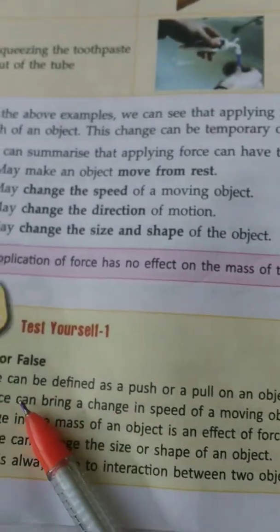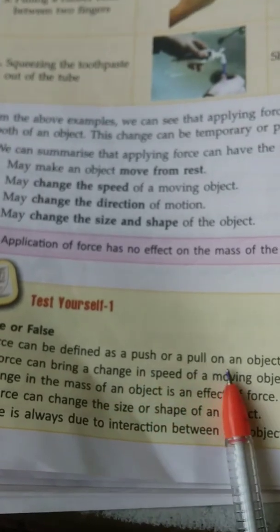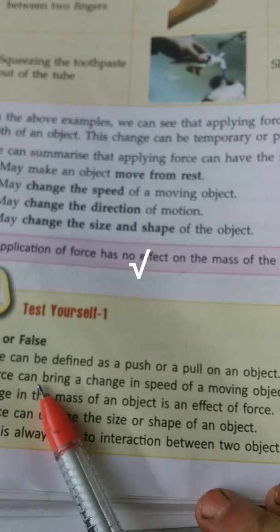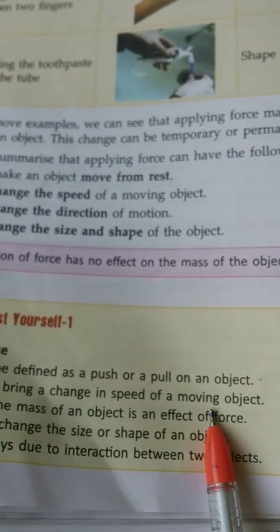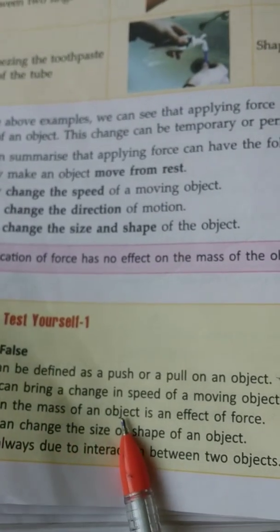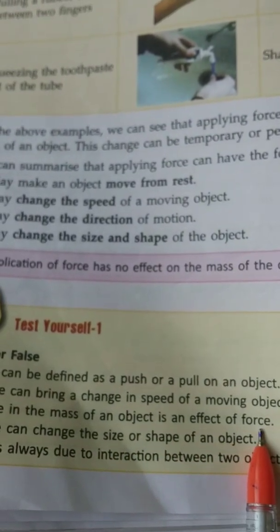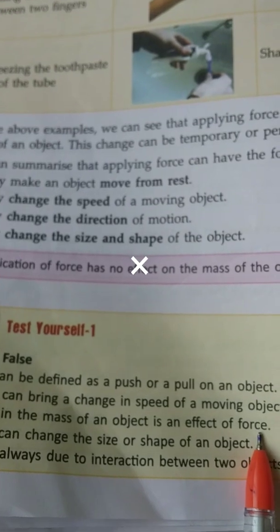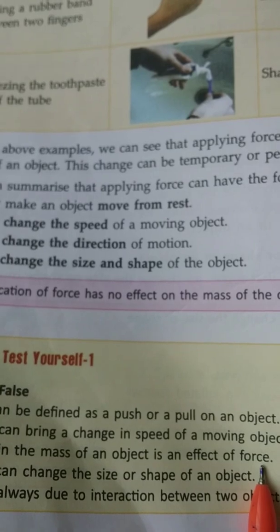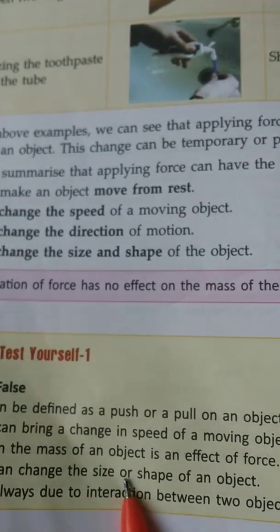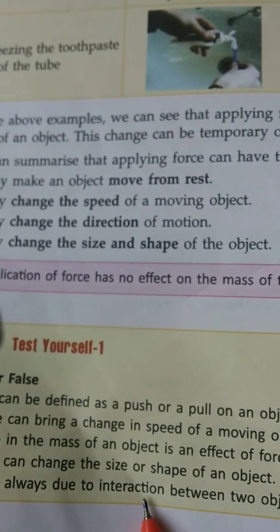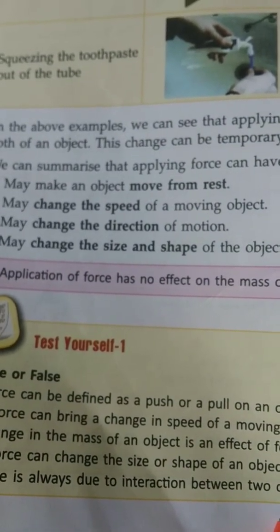Now test yourself. Force can be defined as push or pull of an object. True. A force can bring a change in speed of a moving object. True. Change in the mass of an object is an effect of force. False, because we know by applying force there is no effect on the mass. A force can change the size or shape of an object. True. Force is always due to interaction between two objects. True.